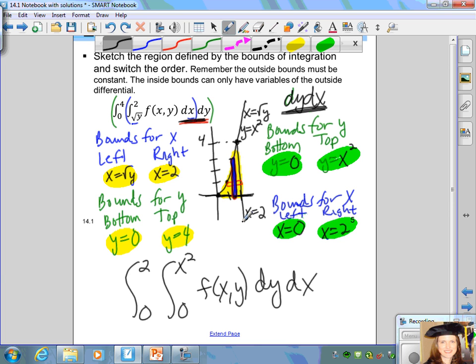Okay, so the key in doing these is to sketch that graph, knowing that if the order of differentials is dx dy, that horizontal rectangles was used in the beginning. So we want to switch it to a vertical rectangle so that the order of the differentials is dy dx.